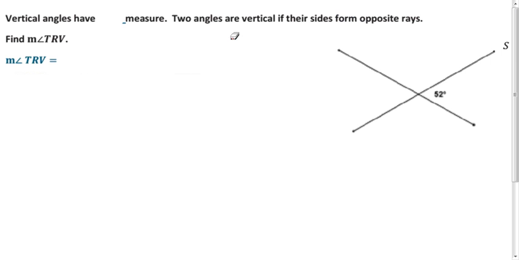And here we have vertical angles. They have the same measure. They're formed when you have 2 segments or rays or lines crossing. And so here, this 52, that's going to be the same as this one.